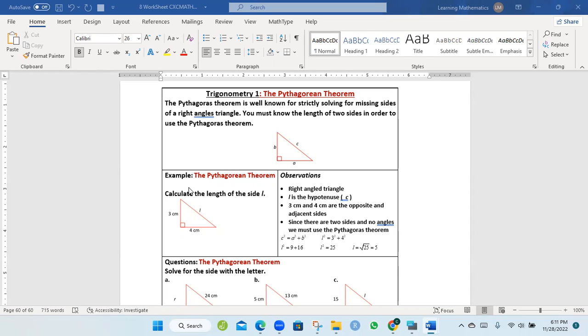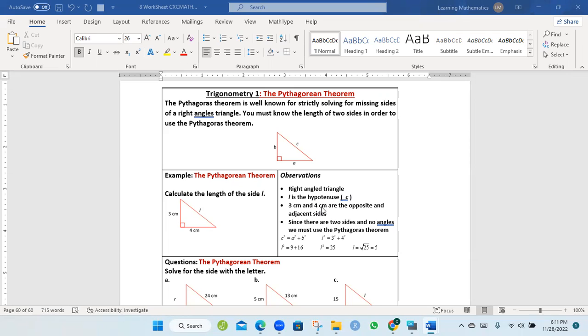So here you have an example of the Pythagorean theorem. Calculate the length of the side L. Now L happens to be the hypotenuse. As you can see, we have to write down our observations. The first observation is that the type of triangle is a right-angled triangle. The length that we want to find, the letter L, we have to describe it. It is the hypotenuse because it's away from the 90 degrees. So L is the hypotenuse, which is given the letter C in the formula.